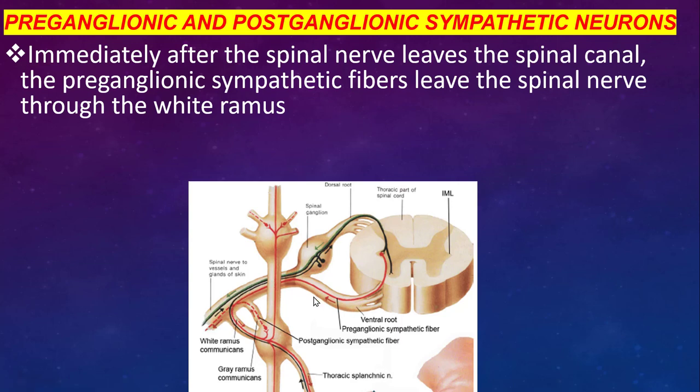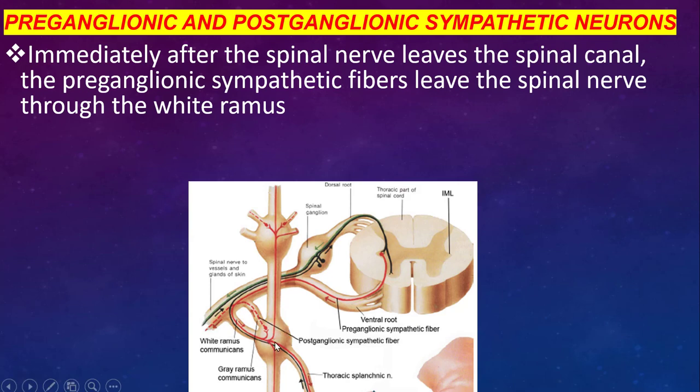As we know, the spinal cord has two horns, the dorsal and the ventral, and they contain axons which are covered by the myelin sheath, so they are white in color. When the preganglionic neuron comes out from the spinal cord, it leaves through the white ramus of the spinal nerve and enters into the sympathetic chain.